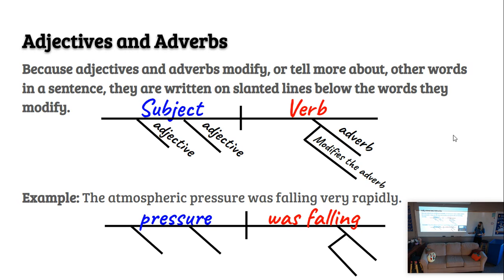Okay, what goes underneath pressure, guys? What goes here? Look at my circle. What goes here? The. And what are we going to do with the? Capitalize it because it's the first word in the sentence, right? Okay, what goes here? Atmospheric. What goes here? Rapidly. What goes here? Very. Oh my gosh, crushing it. Is this making sense? You guys feeling pretty good about adjectives and adverbs? Do you have any questions?